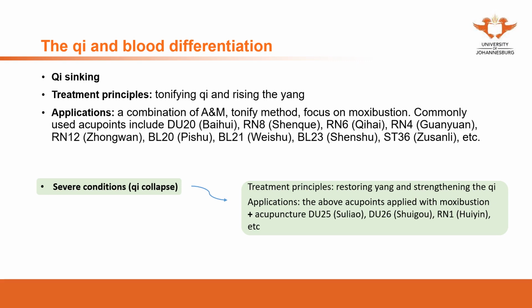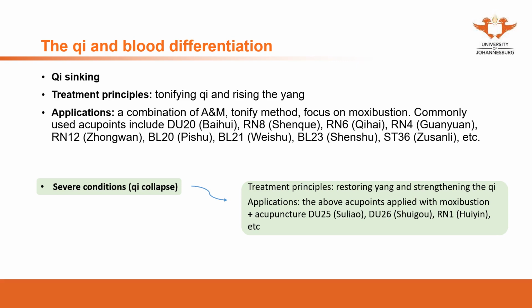So for Qi sinking, the patient may present as diarrhea, chronic diarrhea, lost control of the urine, lost control of the menstruation, excess menstruation, the collapse of the organs, collapse of the anus, uterus, pale tongue, white coating, deep, weak, and forceless pulse.